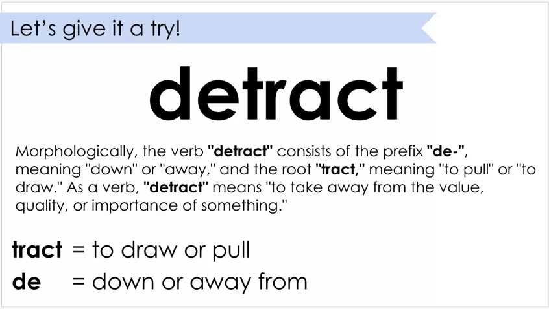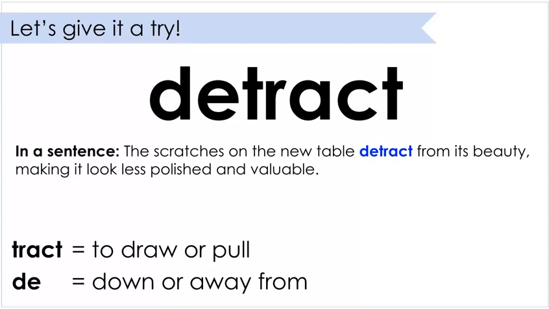Morphologically, the verb detract consists of the prefix d, meaning down or away, and the root tract, meaning to pull or to draw. As a verb, detract means to take away from the value, quality, or importance of something. So I am pulling down or pulling away from. Usually has to do with value, quality, or importance. In a sentence, the scratches on the new table detract from its beauty, making it look less polished and valuable.